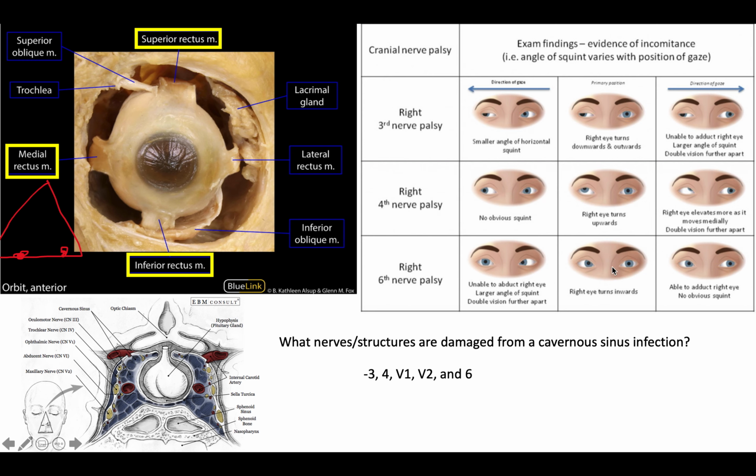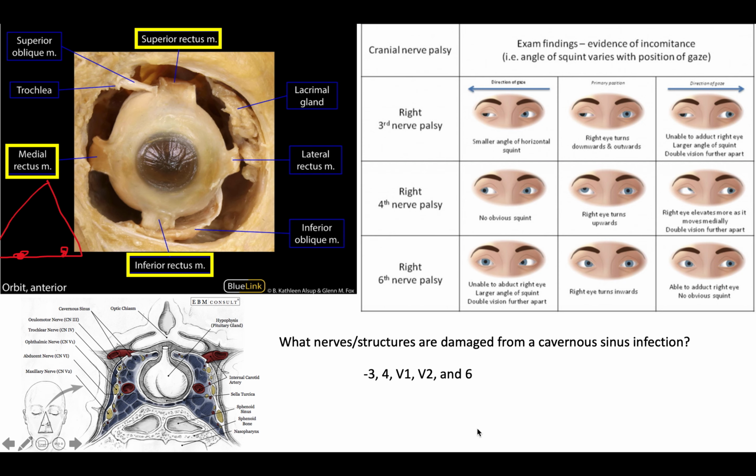And this is just to remind you what the different palsies look like. Cranial nerve 3 is pretty easy to spot. Their eye is always going to look down and out. And of course the lateral rectus is going to be pretty straightforward. Their eye is just simply not going to be able to look to the lateral side or look outward.